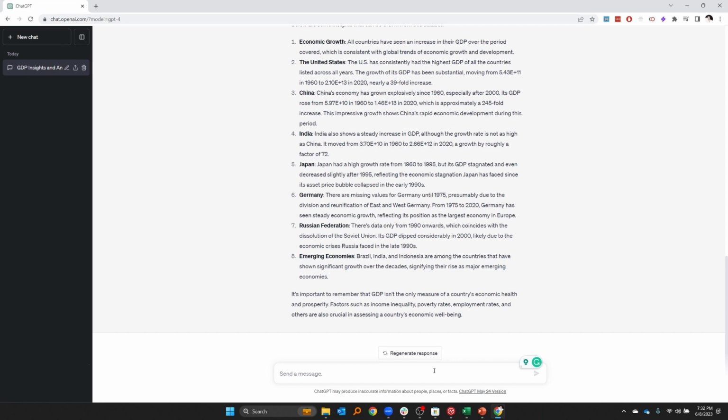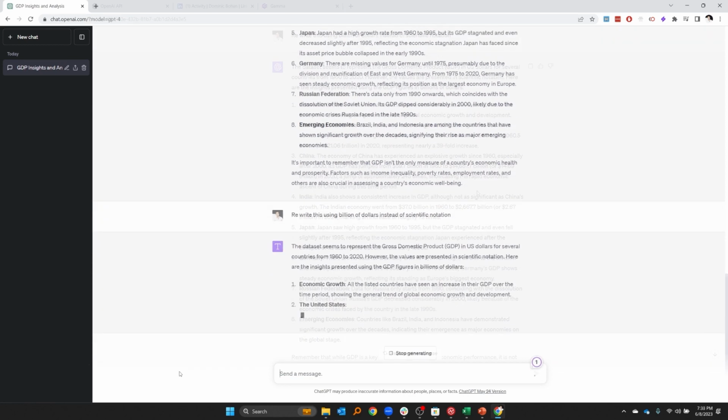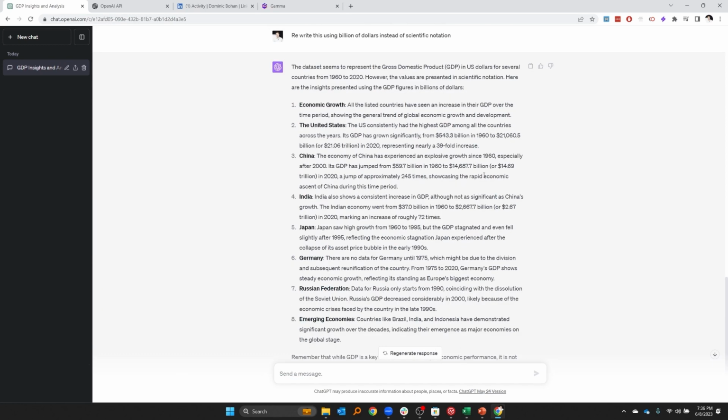Okay, so what I don't like about this output is the use of scientific notation. So I'll say, "rewrite this using billions of dollars instead of scientific notation." And now we have a final set of usable insights.